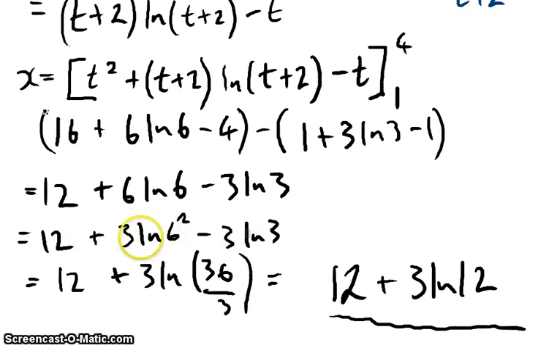Now I can combine those logs. I can say 6 log of 6 is 3 log of 6 squared by taking a factor of 2 here and squaring here. That gives me then 3 log of 3, and then I have 12, 3 log of 36 over 3. That simplifies just to make 12, and then I have the final answer, 12 plus 3 log of 12. Okay, and that is the answer to the question, how far does it move in between 1 and 4 seconds? That.